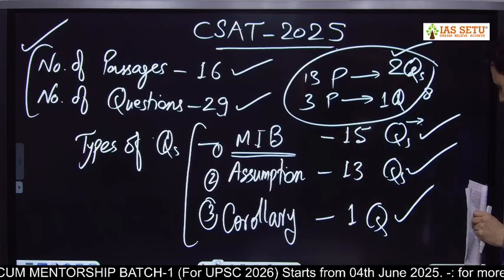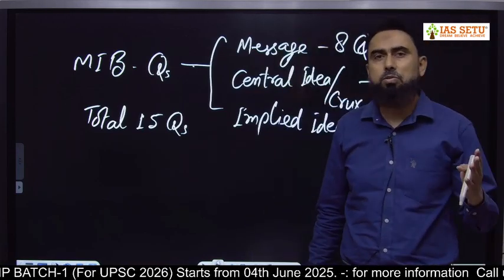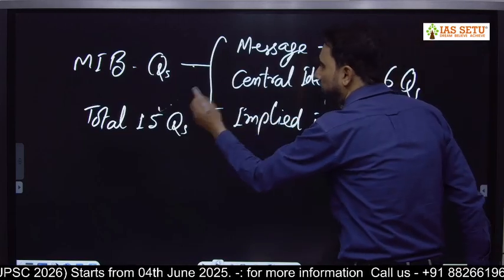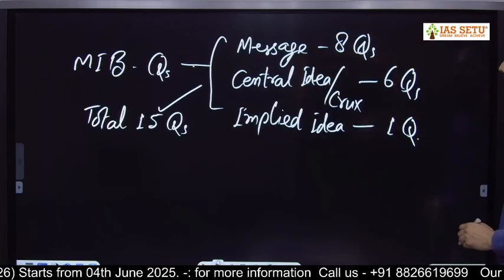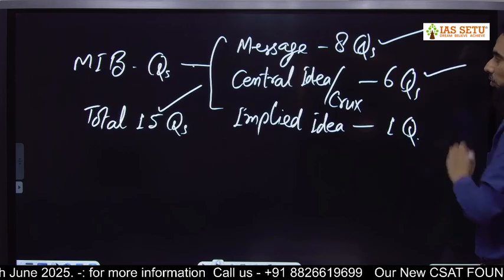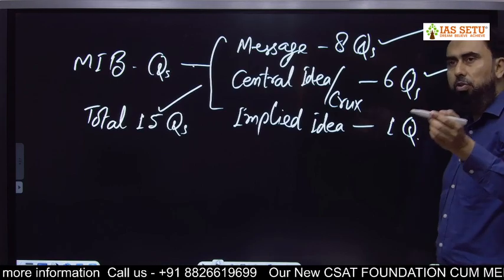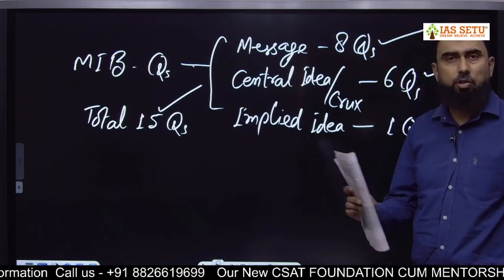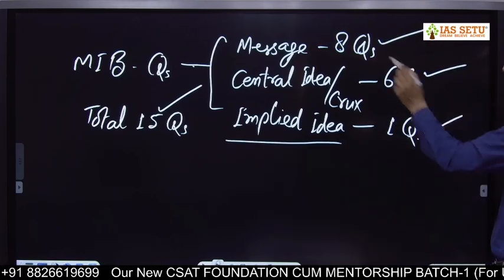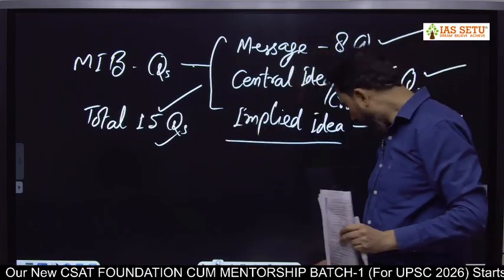Now coming to main idea based questions, as I always tell you in the classrooms, main idea based questions are very, very important questions. And UPSC asked 15 questions, 50% of the paper was just main idea. 8 questions of messages and 6 questions were central idea or crux based, and 1 question was: find out which option contains the best possible explanation of the above statement, which was like an implied idea. So there was 1 question. So in total 8 plus 6 plus 1, 15 questions of main idea were asked this year, right?